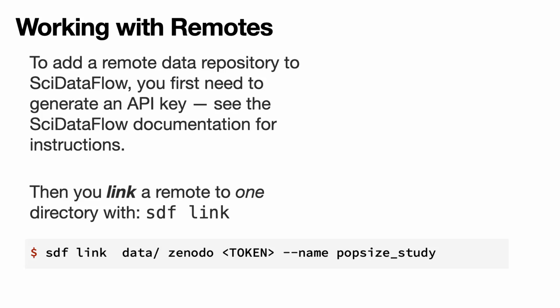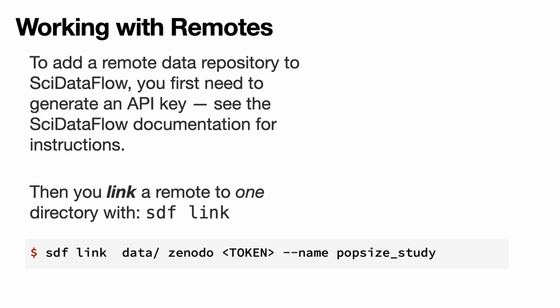But so how do you connect your local repository's data, in this case, the data directory, with the remote repository? So the idea is that a single directory on your system is going to be linked to some remote data repository.